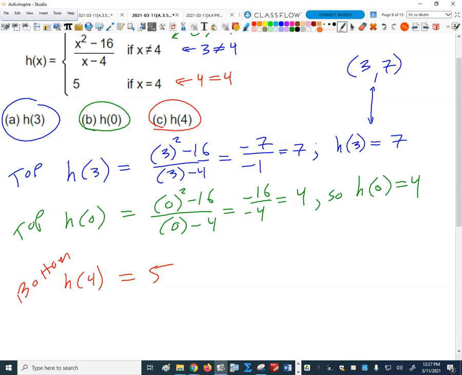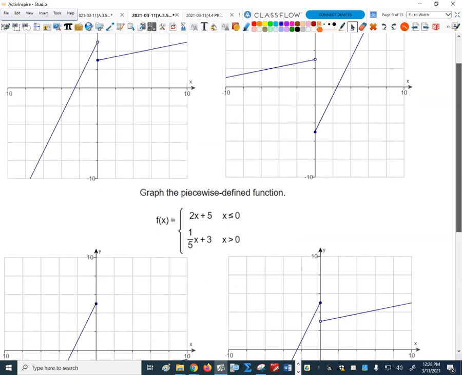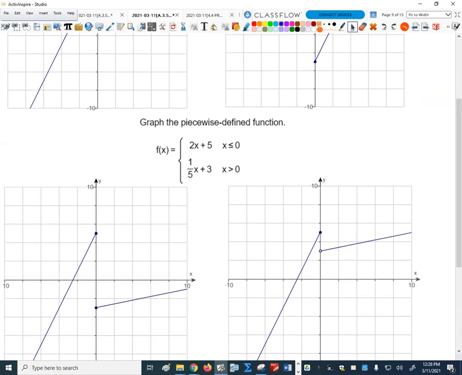Okay, probably last thing that we'll get to look at today, and this is good for today. Let's think about the graphs of piecewise functions. So I've got these two pieces here in this piecewise function. The top piece is the line y equals 2x plus 5, and the bottom piece is the line y equals 1/5 x plus 3, right?